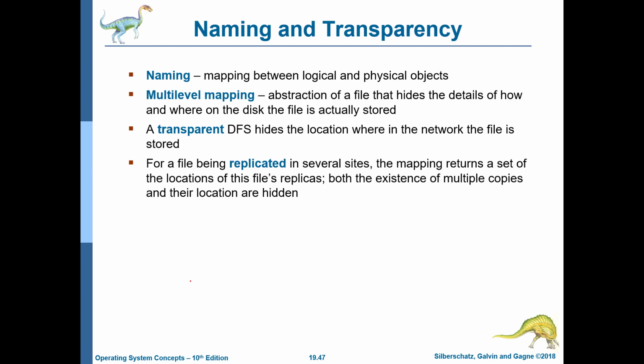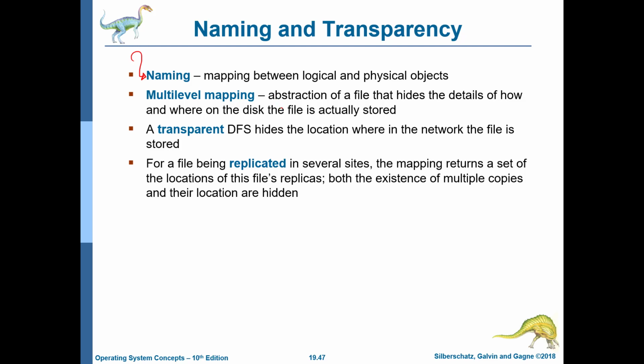So let's now look at some of the common underlying concepts over here. There are two important concepts, naming and transparency. Naming is the mapping between logical and physical objects, which is a very key idea in operating systems, in the sense that in virtual memory, there's a naming aspect. We have looked at the naming aspect in virtual machines, for example. The other is multi-level mapping.